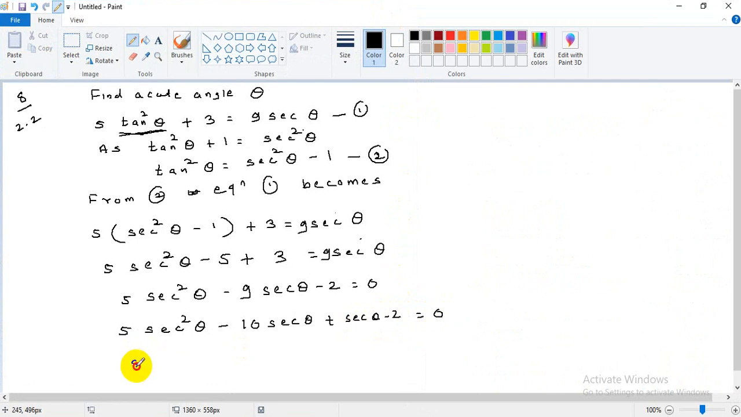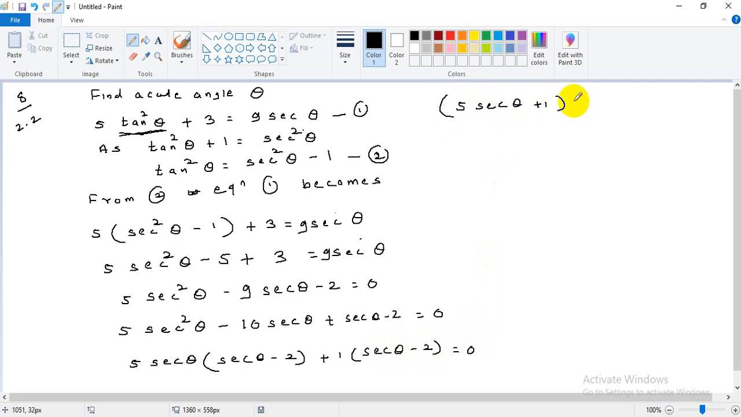So now from the first two terms you can take 5 sec theta common, so inside the bracket it will be sec theta minus 2, and here I can take 1 common, so it is sec theta minus 2, right? Now this is equal to 0. So what are the factors because of this? Factors will be 5 sec theta plus 1 is one factor, and another factor is sec theta minus 2. This is 0. That means sec theta is equal to minus 1 upon 5, or sec theta is equal to 2.